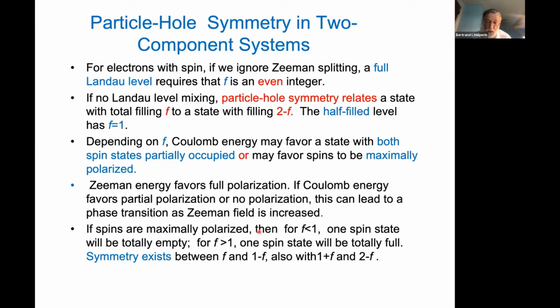Now, in the case where, because of Zeeman field or ferromagnetic interactions, it's fully polarized, that means that if F is less than 1, one state is going to be totally empty, and we could just ignore it, and we just have a partially filled Landau level with one component. And similarly, if F is greater than 1, one state is completely full and we can ignore it, and we have a partially filled state with only one component. Then the symmetry is restored between F and 1 minus F, and between 1 plus F and 2 minus F, and also there's a symmetry now between F and 1 plus F. So all 4 states should have similar properties.